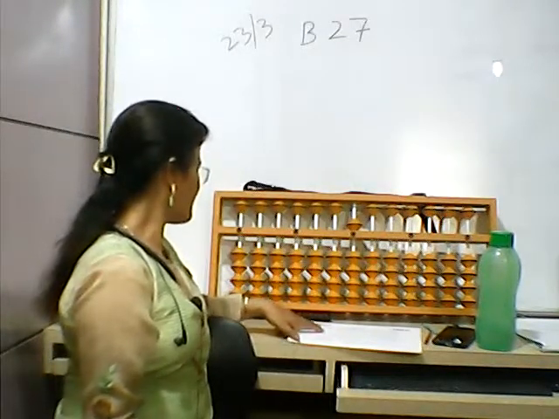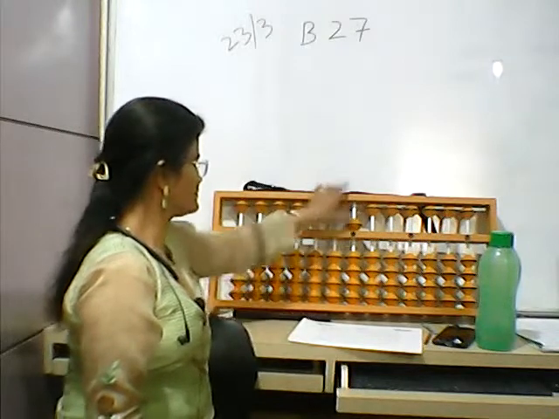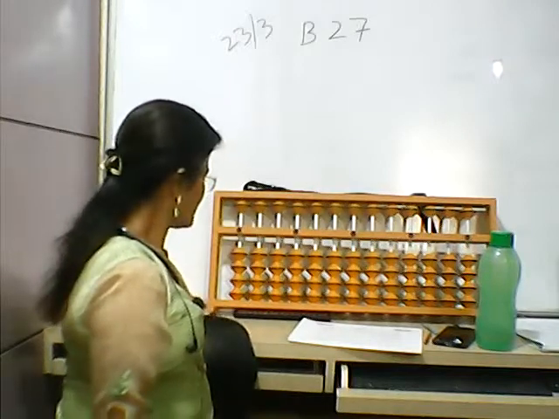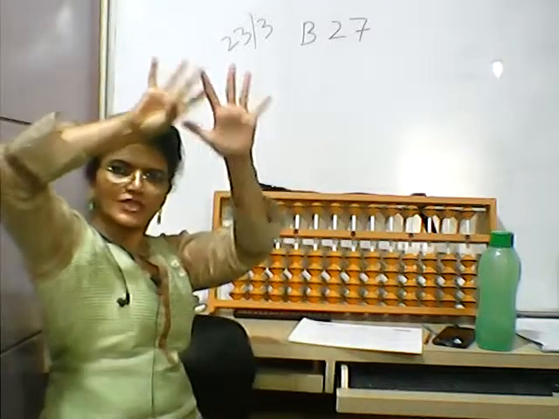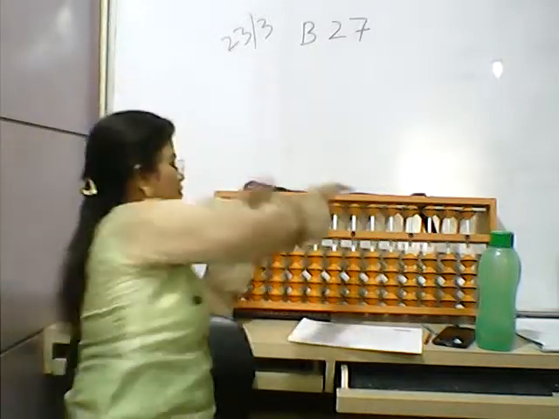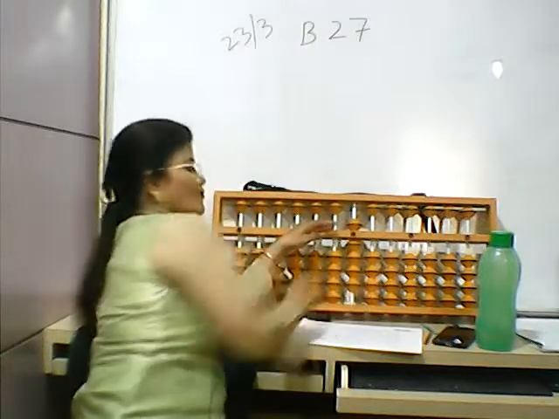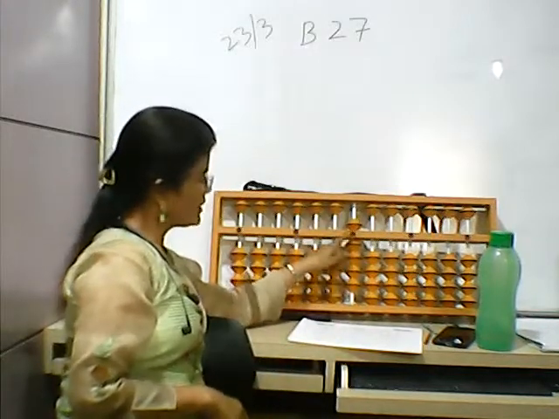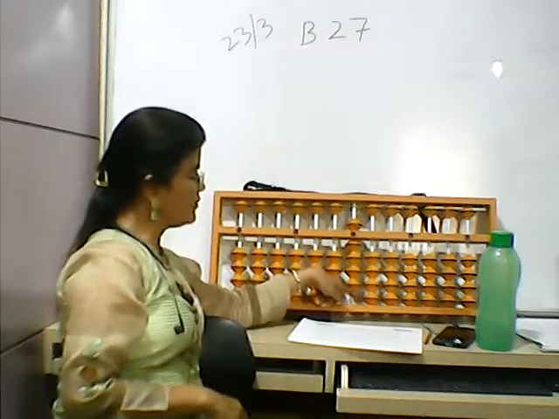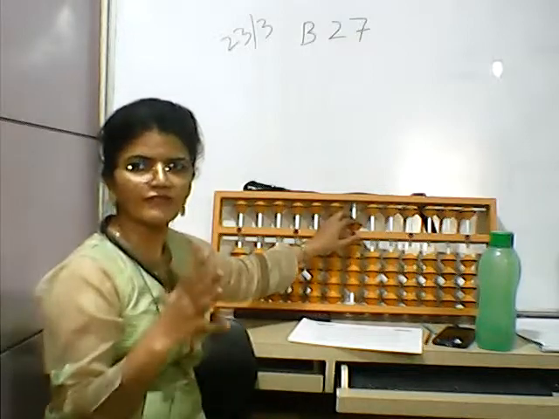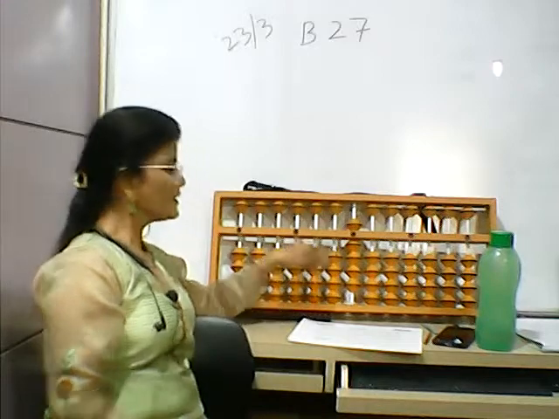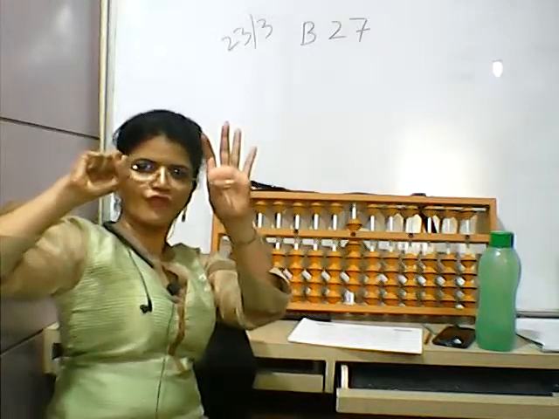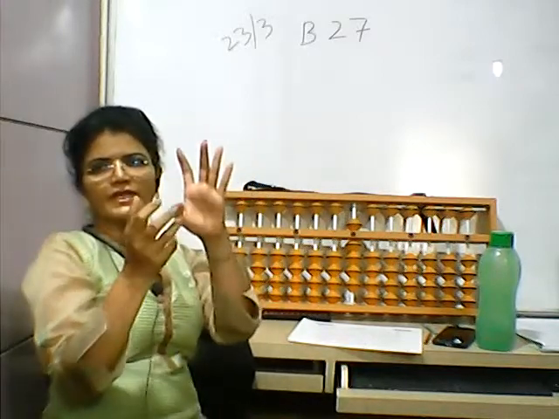Page number 27, first sum, 9. 5 and 4, close action. 4, can you plus 4 directly? No. Can we take the help of 5? No. Can we take the help of 10? Yes. Take the help of 10, show 4, 4 ka friend, minus 6.